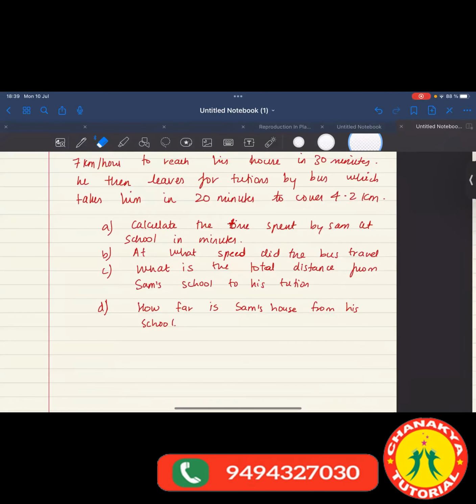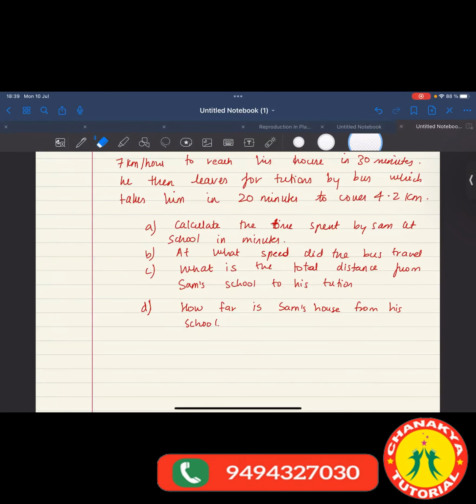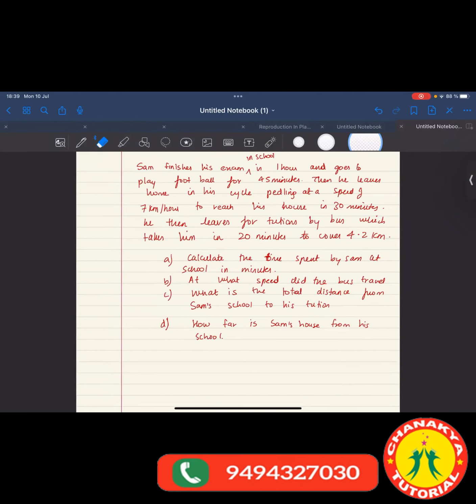Many of y'all have sent me and some have not. So I'll do the homework sum over here so y'all can check if your answers are correct. Sam finishes his exam in school in 1 hour and goes to play football for 45 minutes. Then he leaves home in his cycle, pedaling at a speed of 7 km per hour to reach his house in 30 minutes. He then leaves for tuition by bus, which takes him 20 minutes to cover 4.2 kilometers. So first question, calculate the time spent by Sam at school in minutes.